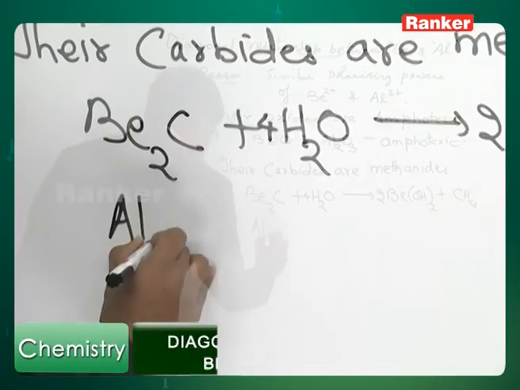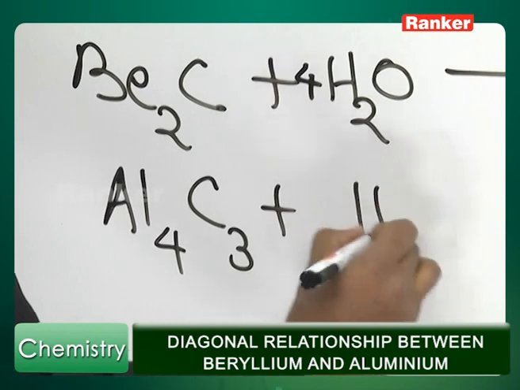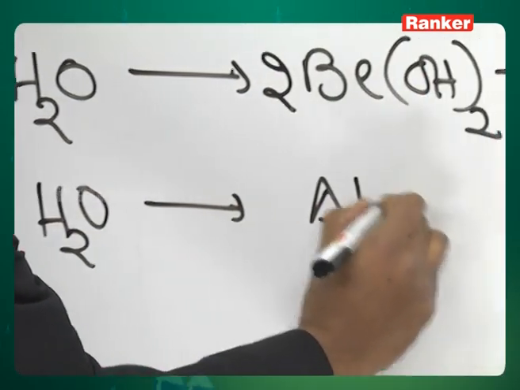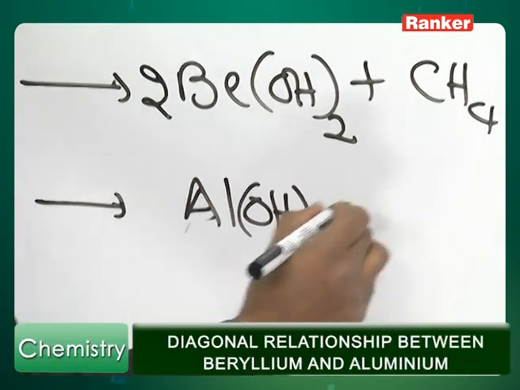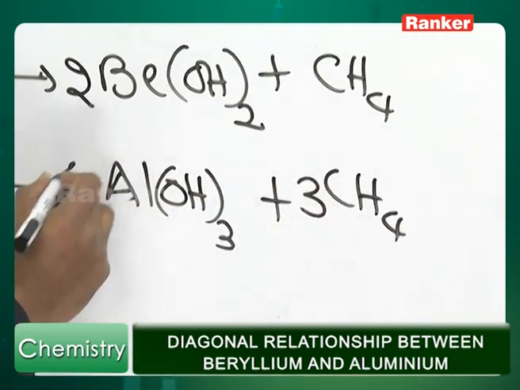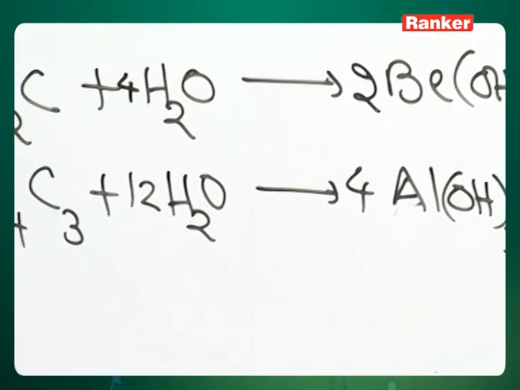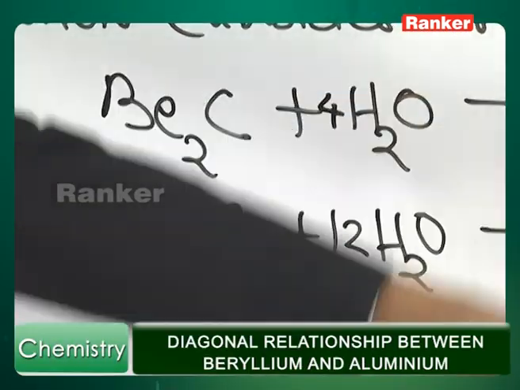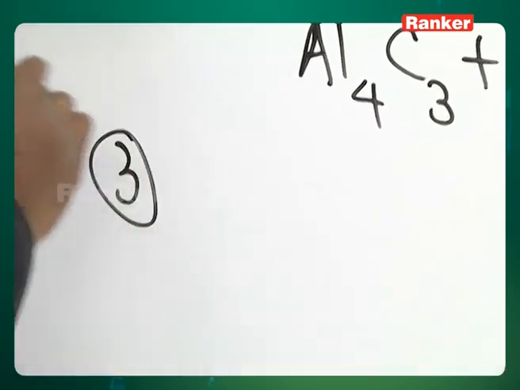Similarly, aluminium carbide Al4C3 reacts with water, undergoes hydrolysis, and produces aluminium hydroxide and methane gas. That makes it 12H2O. So you can see their carbides resemble in this manner that they both give methane on hydrolysis.